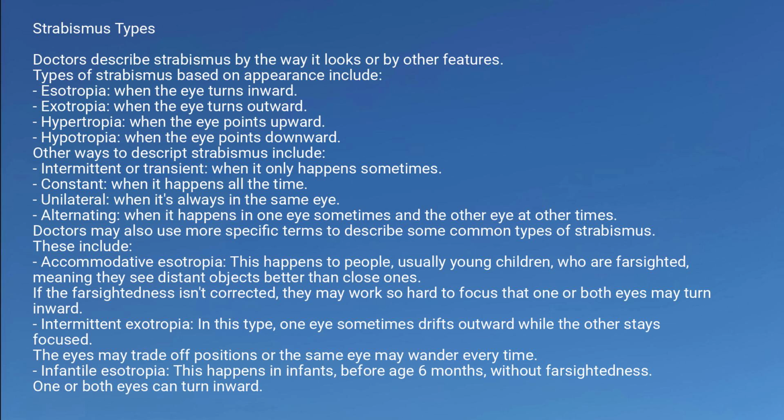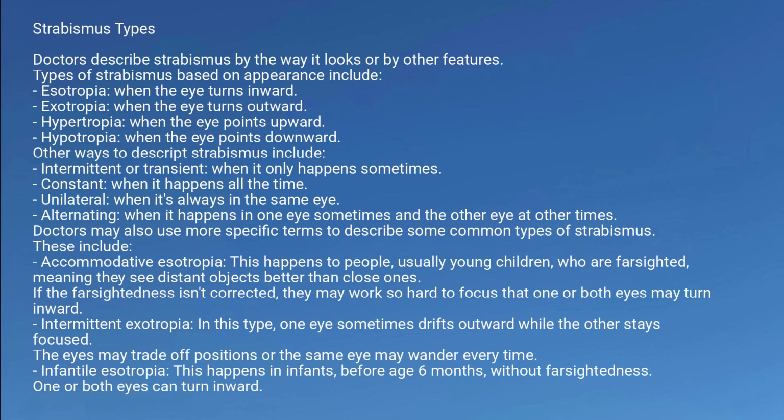Other ways to describe strabismus include intermittent or transient, when it only happens sometimes; constant, when it happens all the time; unilateral, when it's always in the same eye; alternating, when it happens in one eye sometimes and the other eye at other times. Doctors may also use more specific terms to describe some common types of strabismus.